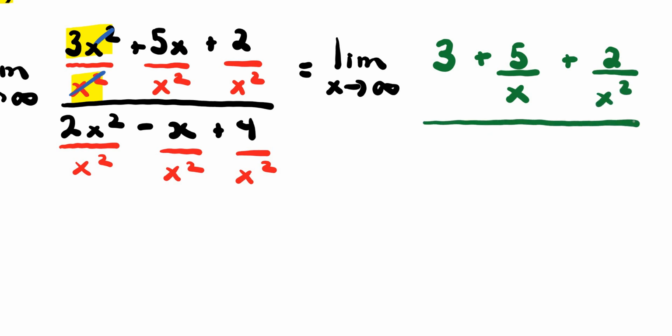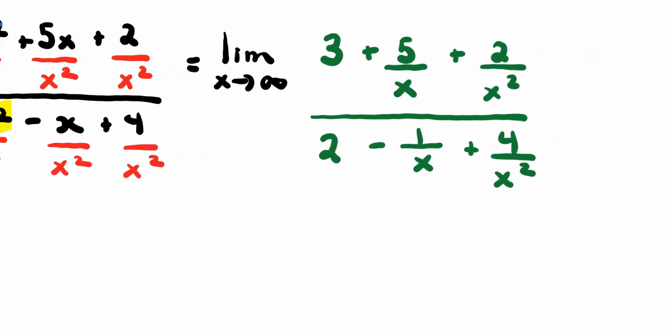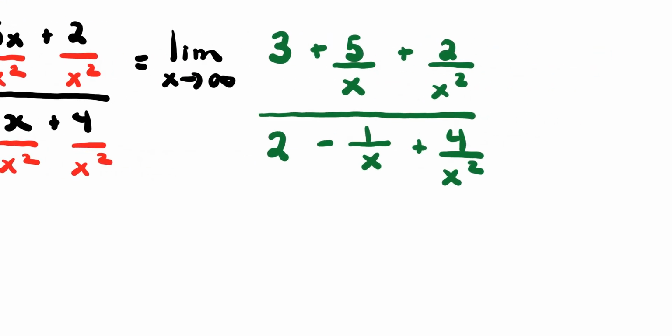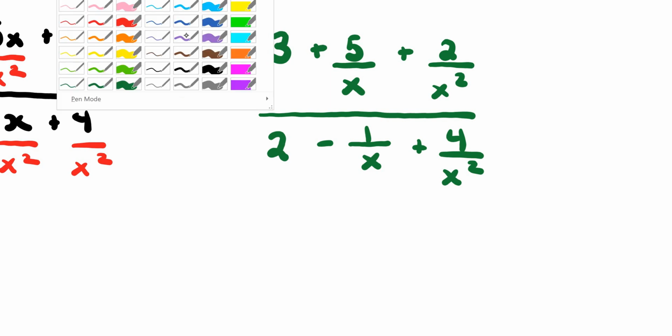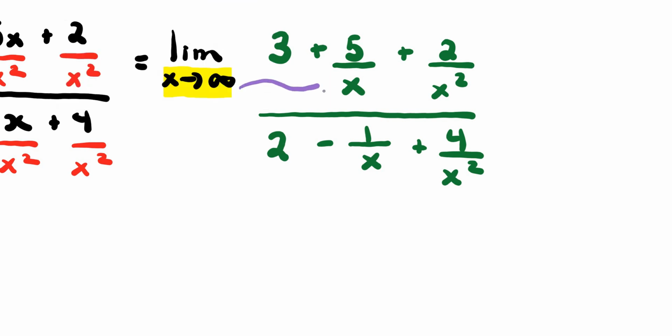All divided by, and now we just simplify the denominator there, so I can see that the x squareds cancel off, so I get 2 minus 1 over x plus 4 over x squared. Okay, so I simplify this as much as possible, and with any limit question, the direct substitution is going to be the final step at the very end, right? So we're going to take this infinity and insert it into the denominators there.